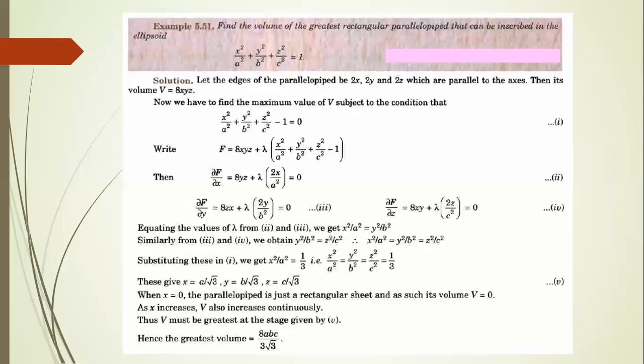Okay, that's how we solve problems with constraints and problems without constraints. Sometimes a problem with constraints can be converted into a problem without constraints, but for problems with constraints it is wise to deal with the Lagrangian multipliers method.